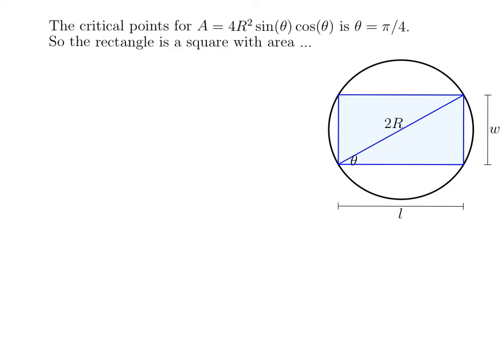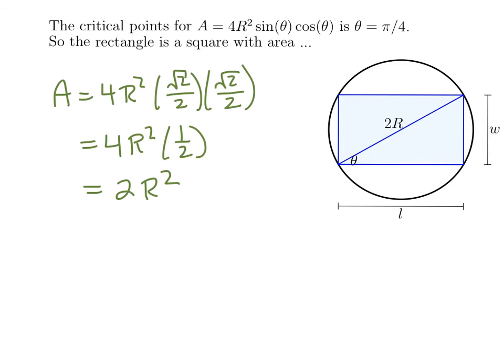But if you listen to the intro video, you'll know, okay, we're not actually done. The goal is to find the area, and we haven't done that. We just said that the area occurs at pi fourths. We haven't said what the area is. But that's pretty easy to do. We just have to plug in theta is pi fourths into our expression for the area.